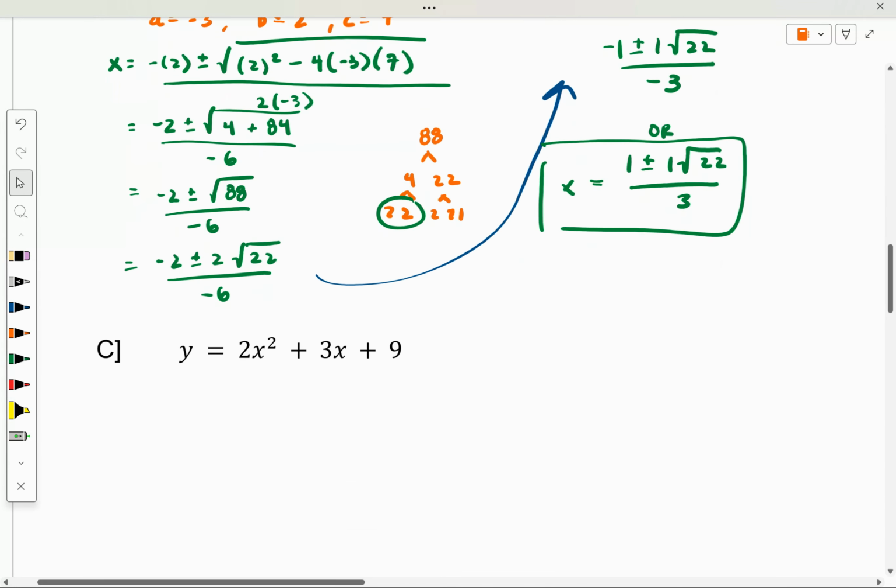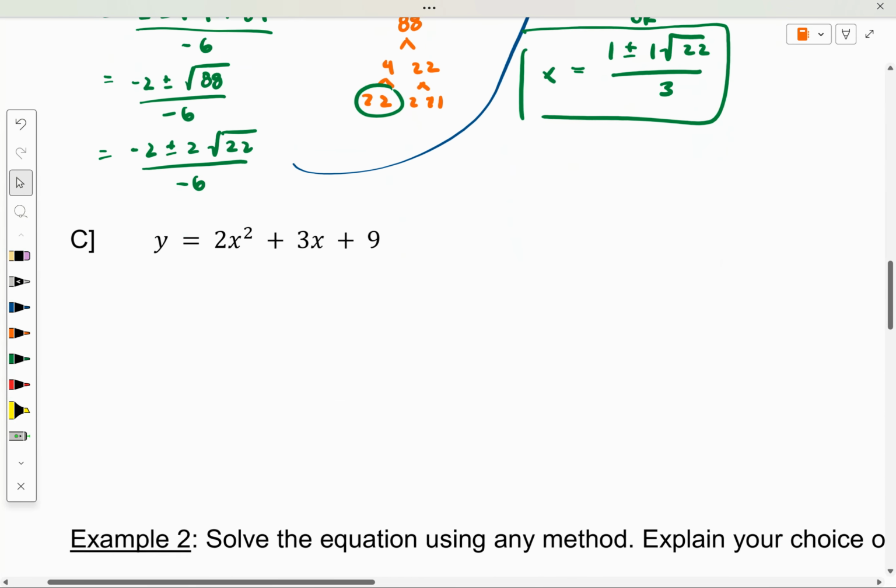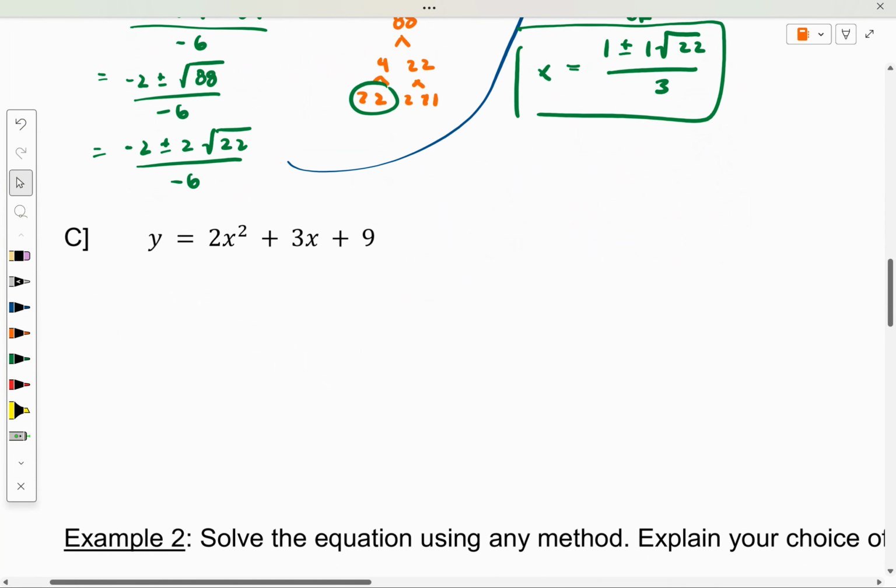All right, and then the last one here. So this one is also in standard form. So everything's on one side even though it's equal to 0. So this is fine. A is equal to 2, B is equal to 3, and then C is equal to 9.